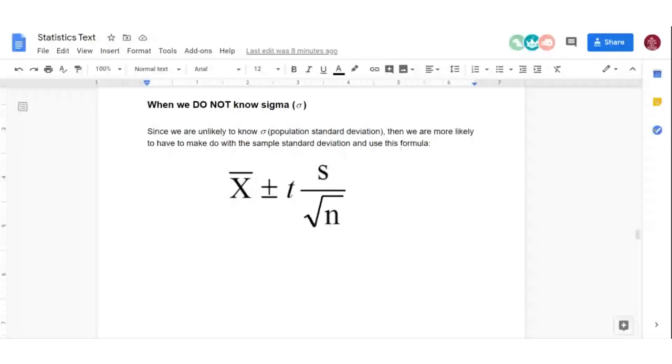Now, here's what's most likely to happen when you're talking about the mean: you don't know that sigma. So what you got to do is calculate the sample standard deviation. In other words, just like in the last problem, where we used the sample mean, if you don't know sigma, you got to use the sample standard deviation. And then notice that on this confidence interval formula, there's a T there now, and it's not Z.